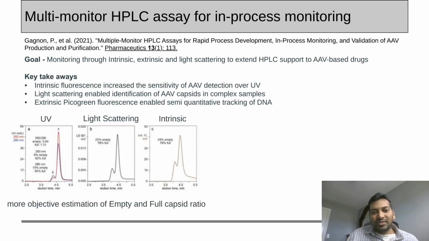This graph, the chromatogram shown here, shows data with UV, where there are only about 18% empty capsids. When they read the same sample with the light scattering diode, they found around 24% empty capsids. And when they used intrinsic fluorescence, they showed around 26% empty capsids.